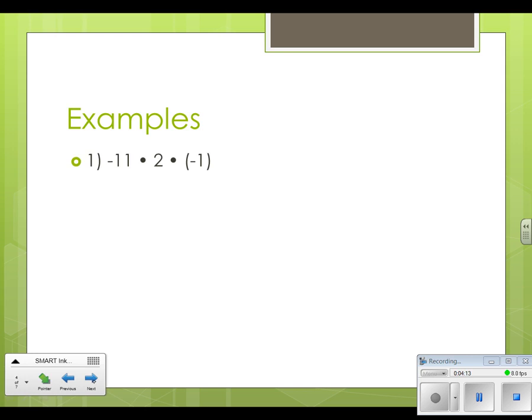Some examples. This first one here, we have negative 11 times 2 times negative 1. Now when we're just multiplying, you go from left to right. That's all we're doing here. So negative 11 times 2. A negative times a positive gives us a negative. Negative 11 times 2 gives us negative 22. And then we have times negative 1. I'm not going to put the parentheses there. You don't have to. A negative times a negative is a positive, and 22 times 1 is 22.